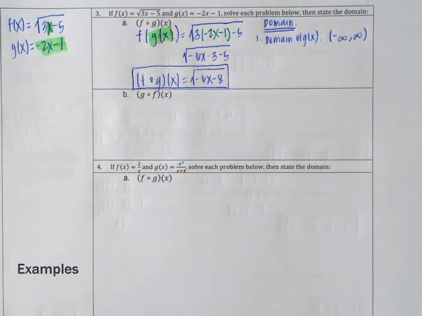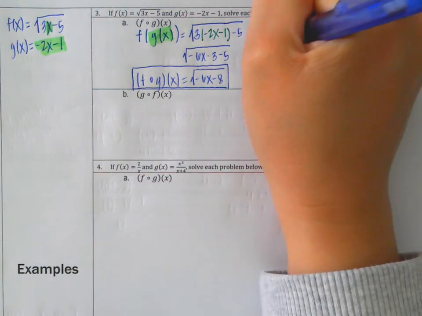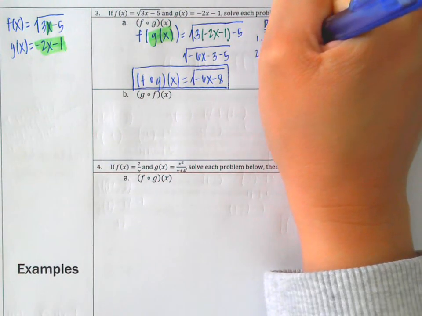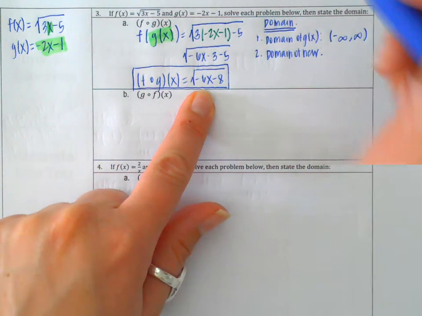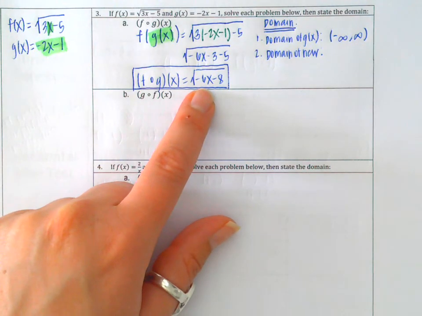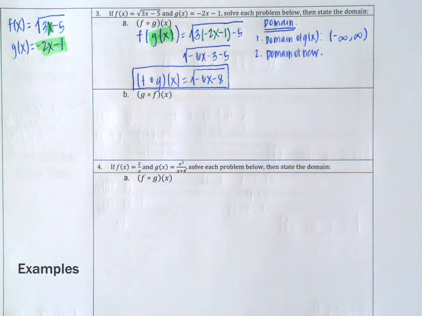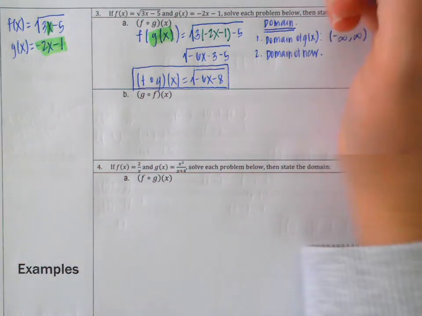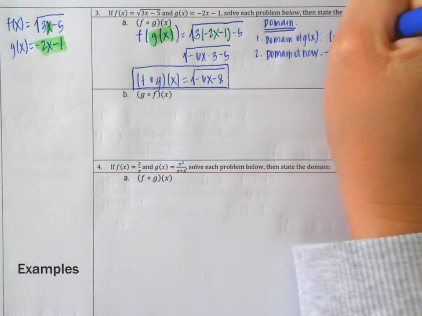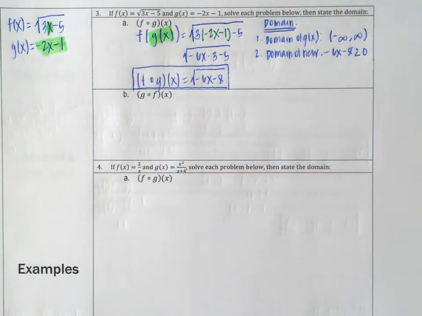Okay, so we found the domain of the inputted function, and then step 2 is to find the domain of the new function. Is this a polynomial, a radical function, or a rational function? If you're thinking it's radical, you would be correct. Remember, we take the inside of the square root, negative 6x minus 8, set it greater than or equal to 0, and solve for x.